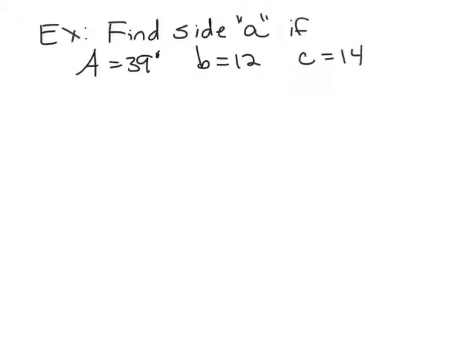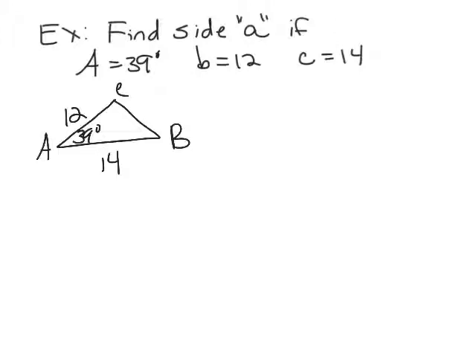All right, we're going to walk through one example of the law of cosines and then we'll work on more of this in class. Find side a if I have the angle A of 39 degrees and the two sides that contain angle A are 12 and 14. So 39 degrees probably looks something like that. That's angle A. This is 39 degrees. So b is 12 and c is 14.